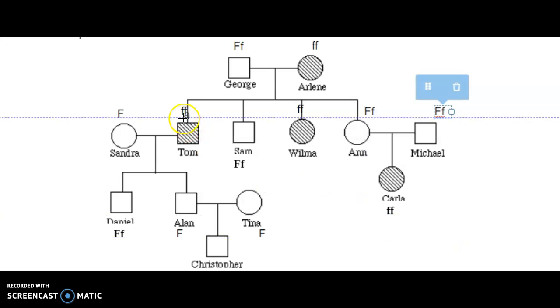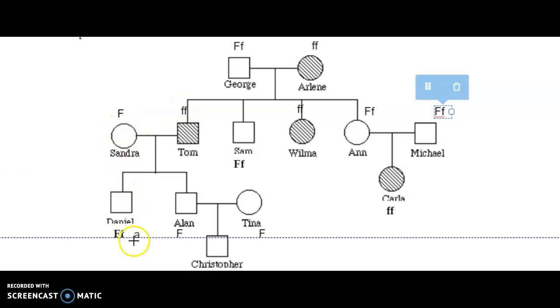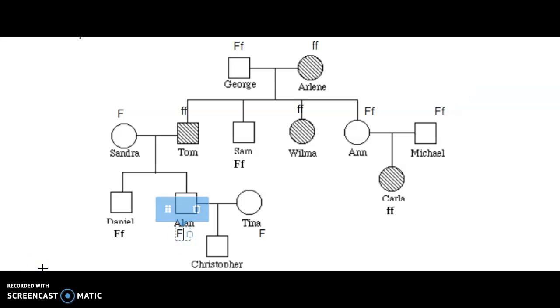Okay, over here we have Tom showing the trait. Tom is little f, little f. Okay, and Tom can only give little f's. We know that Daniel had to get a big F from mom because dad didn't have one to give. And dad gave that little f. Alan would have had to have gotten the big F from mom. Dad, Tom, could only give a little f. So Alan would have to be big F, little f.